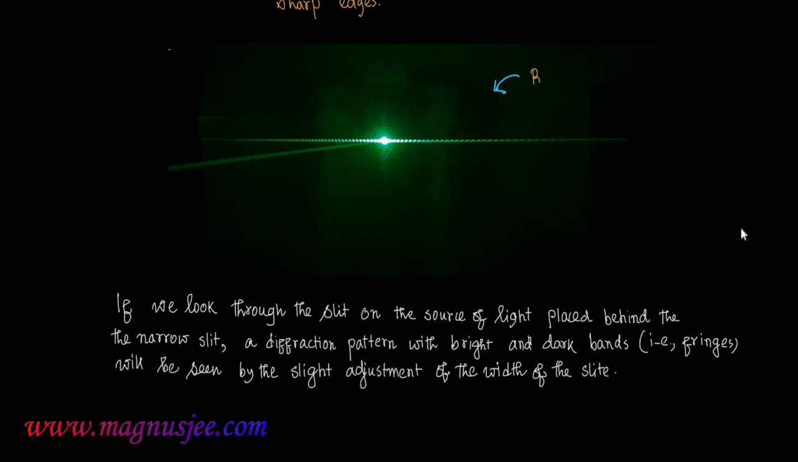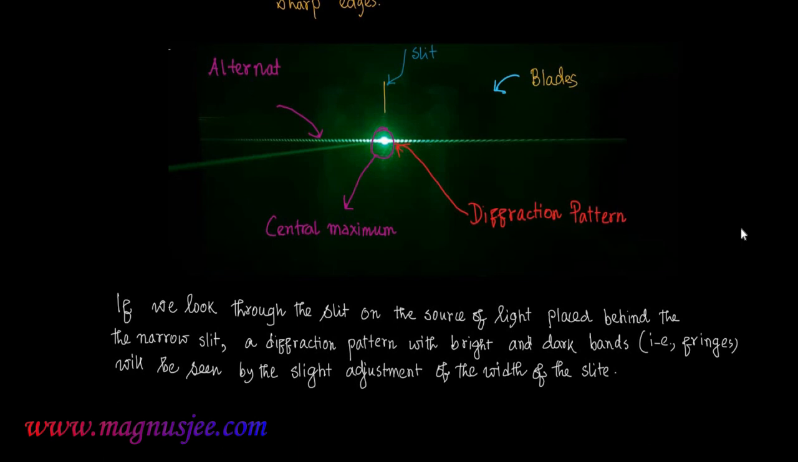So here we can see that two blades are placed such that their sharp edges touch each other and a narrow slit is formed. And this is the diffraction pattern, that means alternate bright and dark bands are observed, and this is the central maximum. We get alternate bright and dark bands, secondary maxima and secondary minima. The bright fringe or bright band is known as secondary maximum, and the dark band or dark fringe is known as secondary minimum.